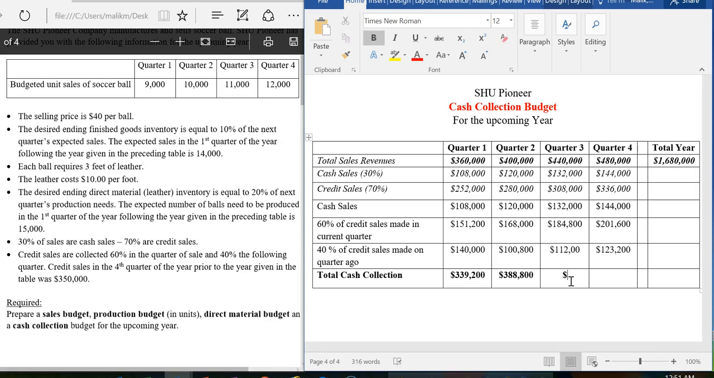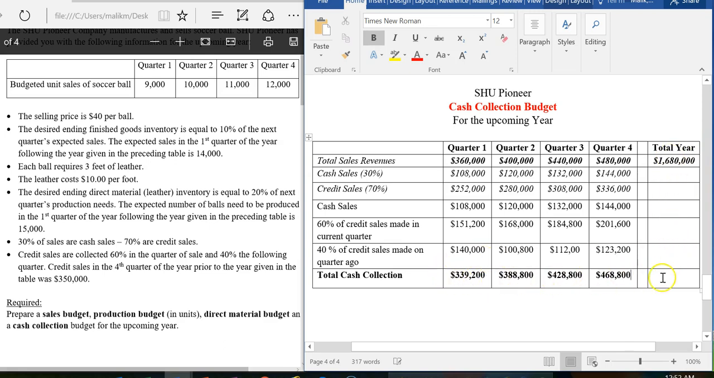which is how much? Can you tell me? It is 428,800. The last quarter, add these 3: 144,000, 201,600, and 123,200, and I got 468,800. Now I'll do this way, and then we can check the total.